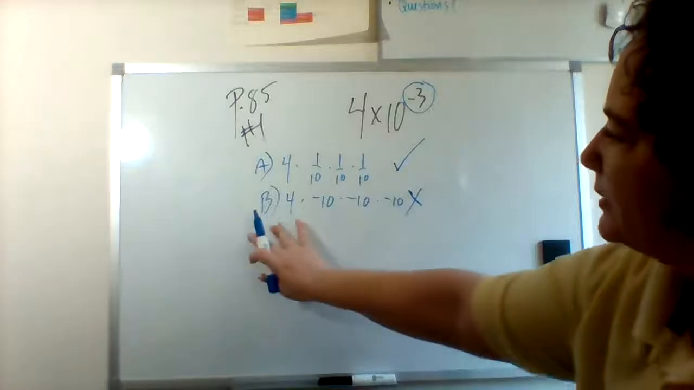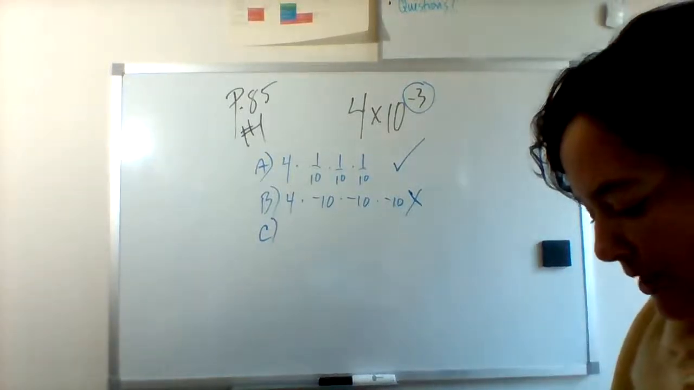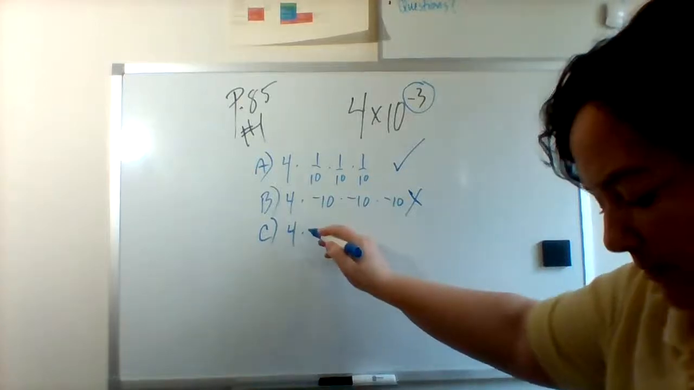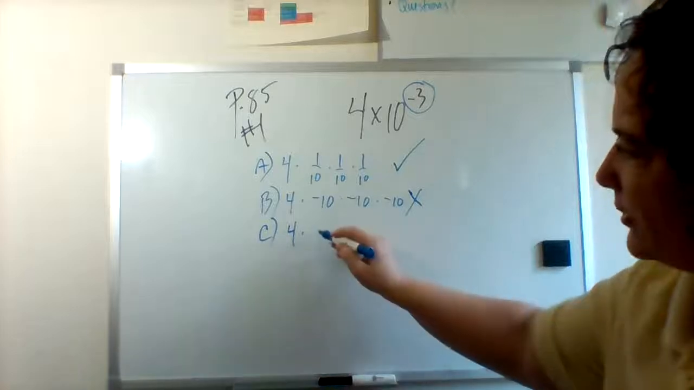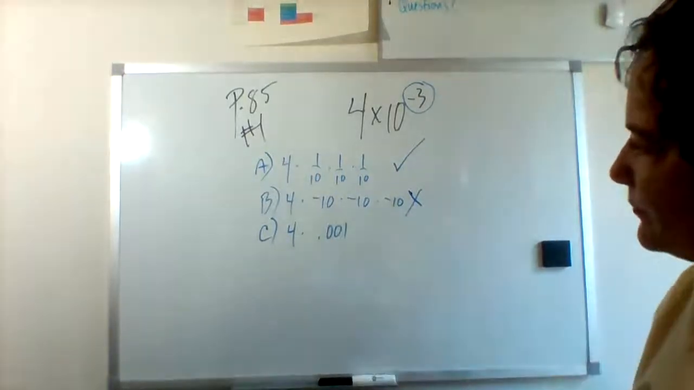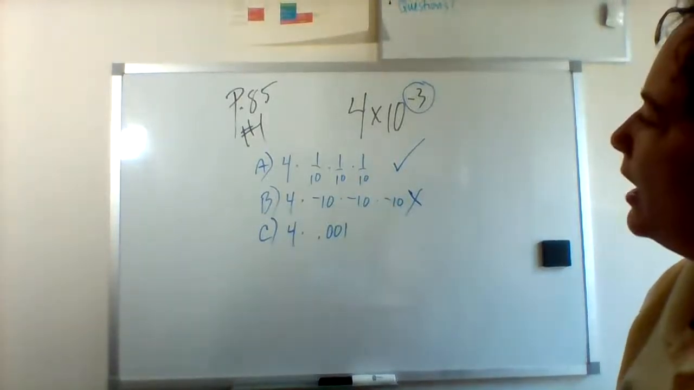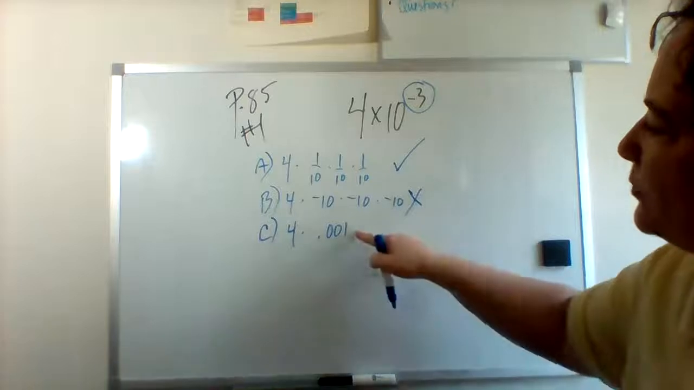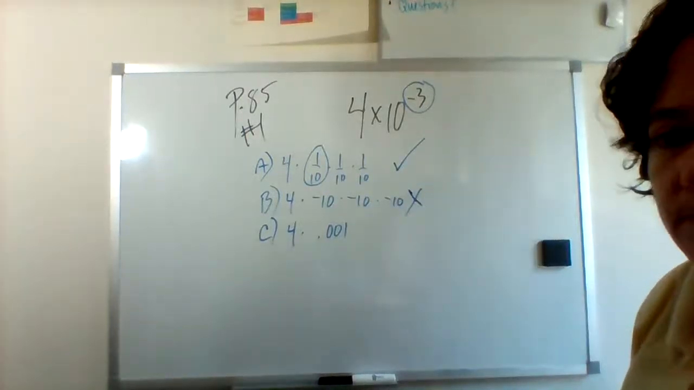Okay, let's take a look at letter C. Letter C says 4 times a tenth, hundredth, thousandth, a thousandth. Okay, well, let's ask ourselves a question, all right? If I was to change this to a decimal, what would that be?